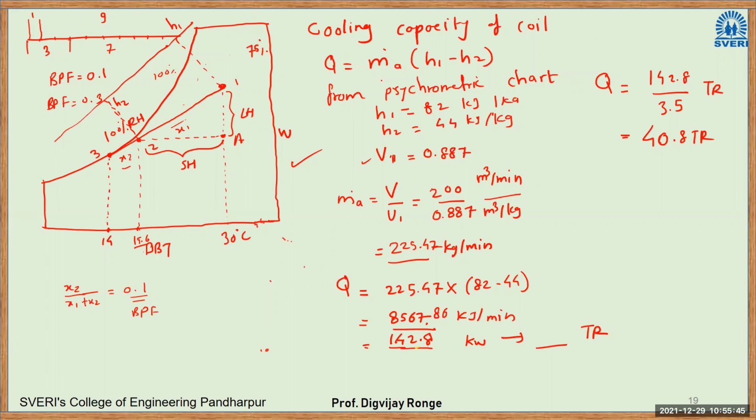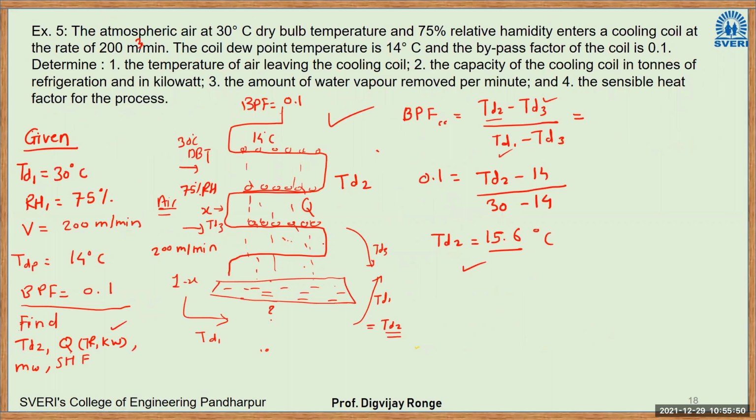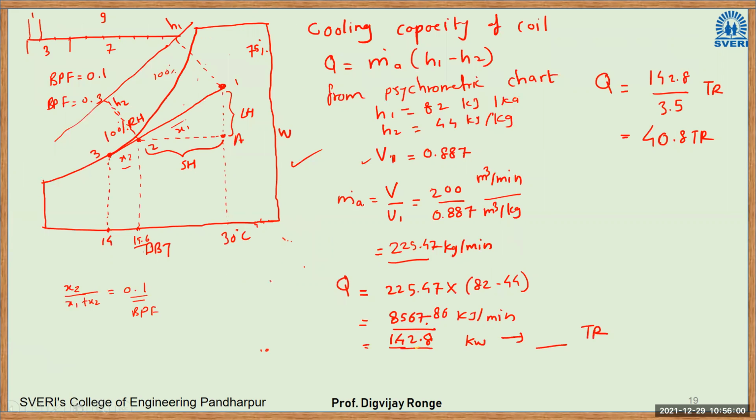Okay. Now the next question is, how much amount of water can I remove per minute, right? How much amount of water can I remove per minute? So let us calculate that. First write down, if you have not written down, up to this point. Okay, write down up to this point. So cooling capacity is 40.8 tons of refrigeration.